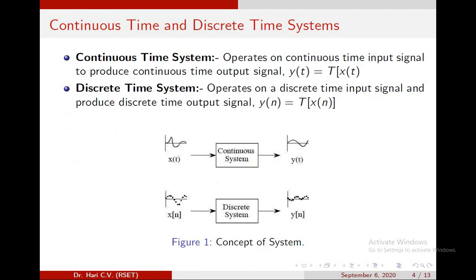The continuous time and discrete time systems. The continuous time system operates on continuous time input signal to produce continuous time output signal. Y of t is equal to transformation of x of t. The discrete time system operates on a discrete time input signal and it produces a discrete time output. Y of n is equal to transformation of x of n. The continuous time system and discrete time system are shown in figure 1.